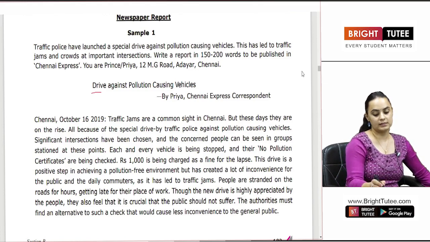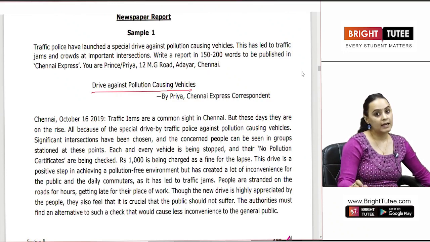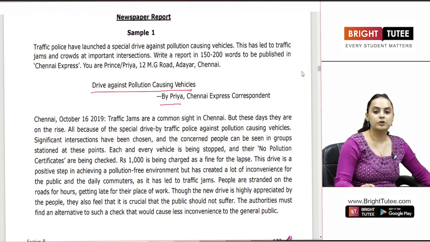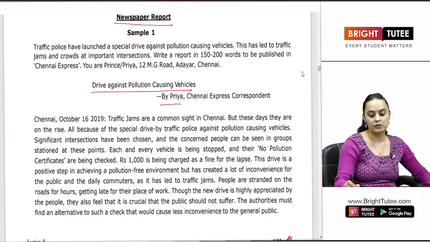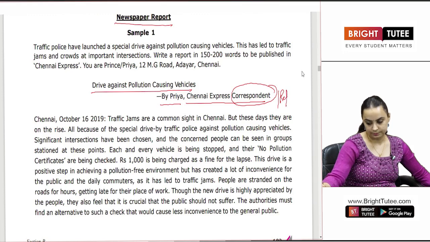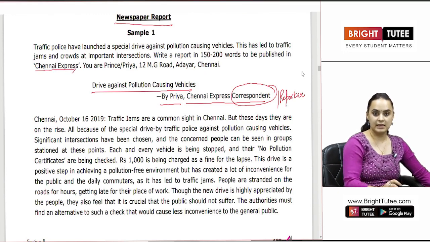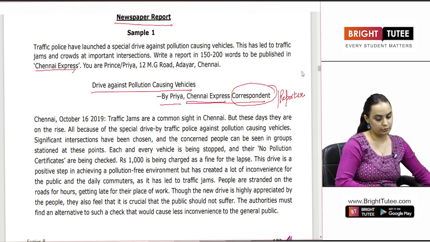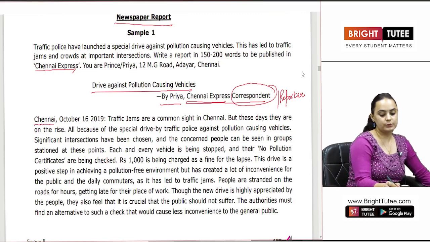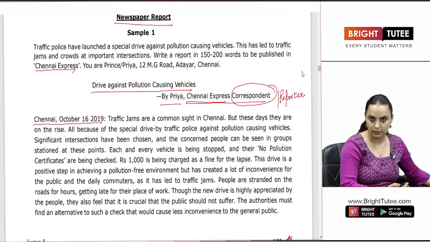So the first thing is the headline: drive against pollution causing vehicles. Byline by Priya. Since you are writing for Chennai and this is a newspaper report, we have to write Chennai Express correspondent. Correspondent or reporter. Okay. So, the newspaper name and correspondent are written. When we write the newspaper report, the first thing that we write is the name of the place followed by the date on which the newspaper report was published.